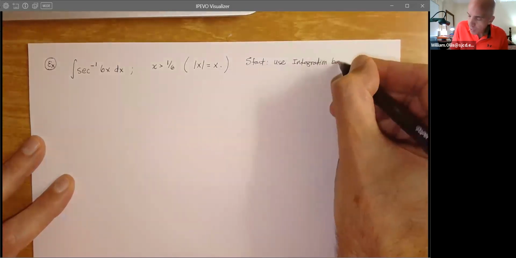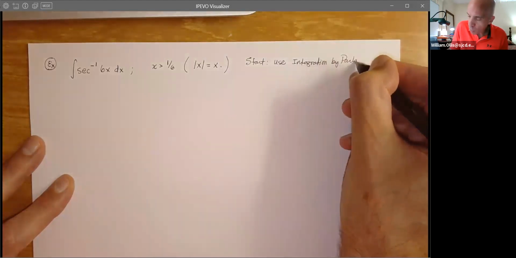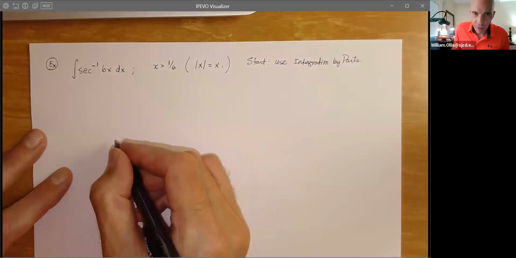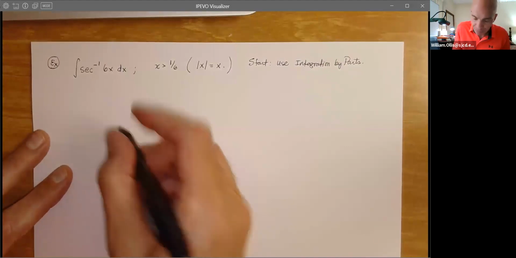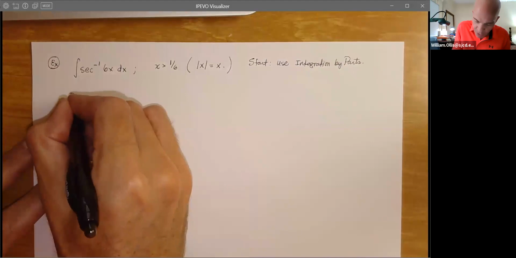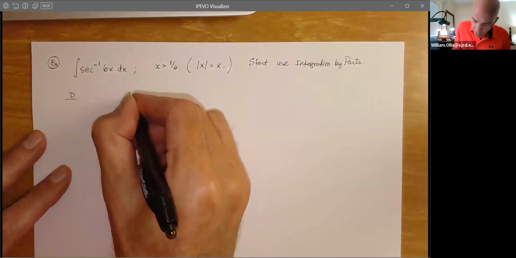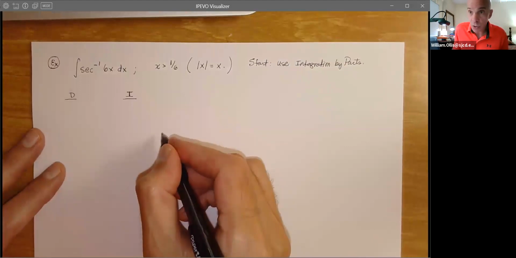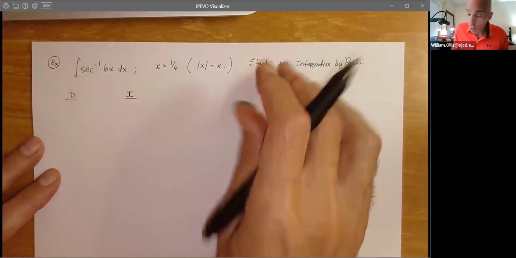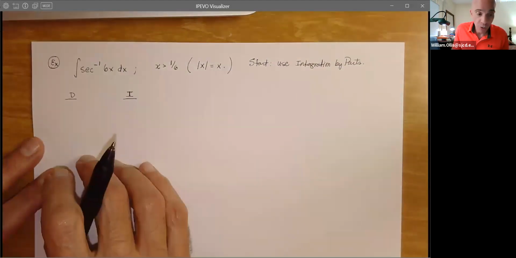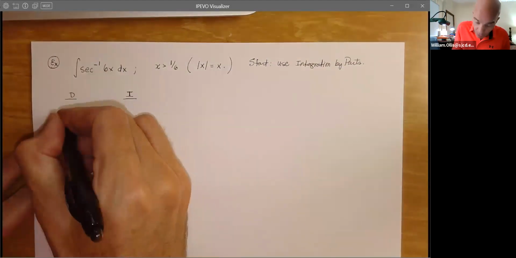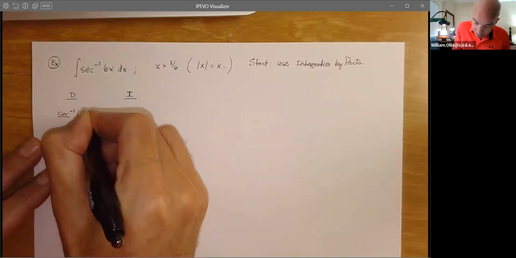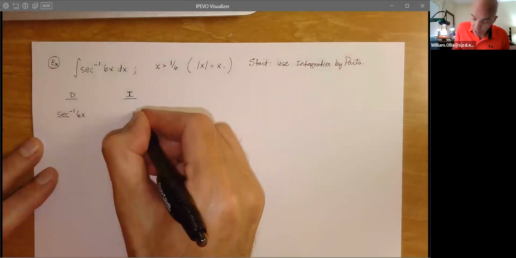I guess if you really had the best integral table in the world, you'd never have to do any integral again. But that's sometimes difficult. Of course, computer algebra systems have made computing obsolete in a lot of cases, which is not good. You still need to be able to compute and know how to use the integral table and work the problems by hand. So now we have inverse secant of 6x. And then, of course, we just have plain old dx.